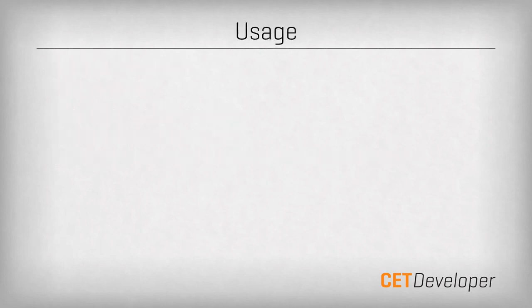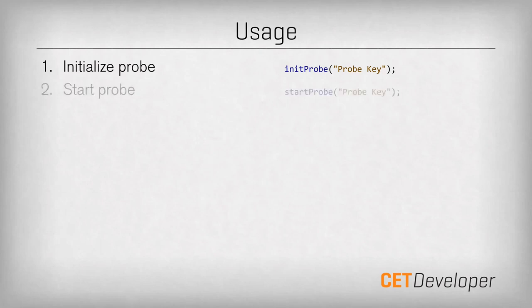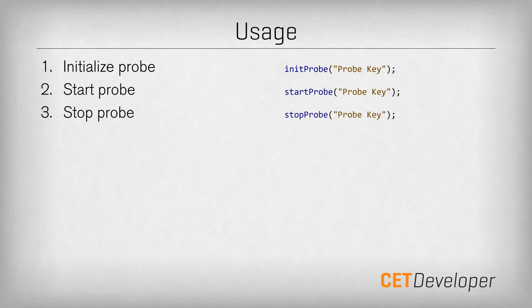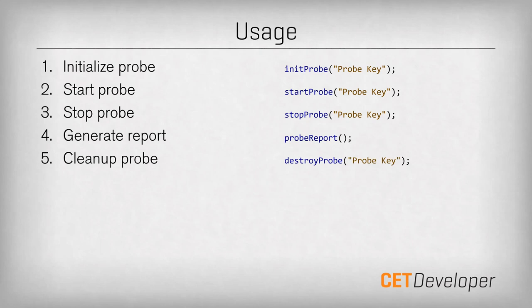So how do they work? You start by initializing a probe, by calling init probe and giving it a key. Then, like the profiler, you need to start and stop the probe to tell it what it should record. When you're ready to output your data, you can just call probe report. This will just print out the data to the console. And then when you're done with the probe, you destroy it.